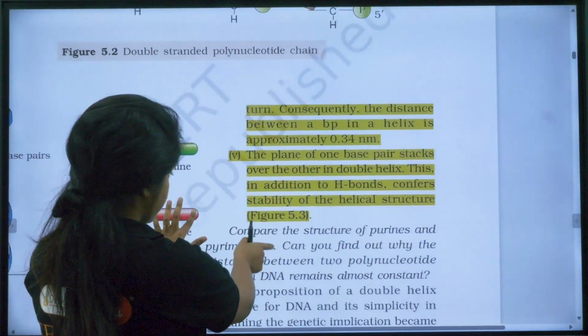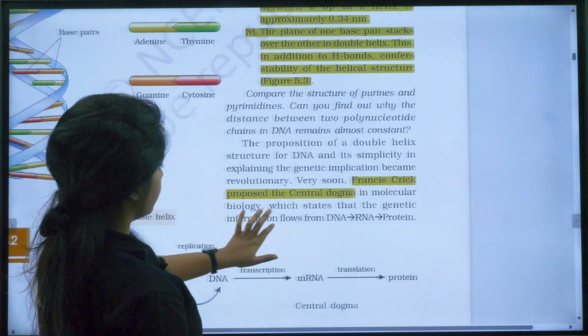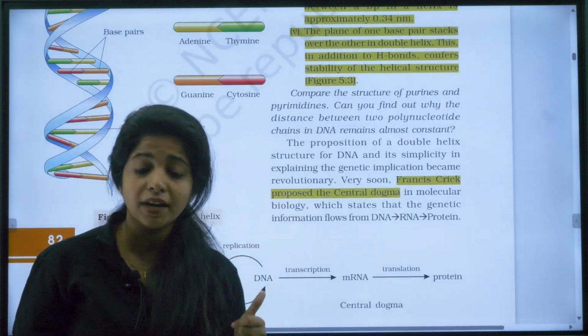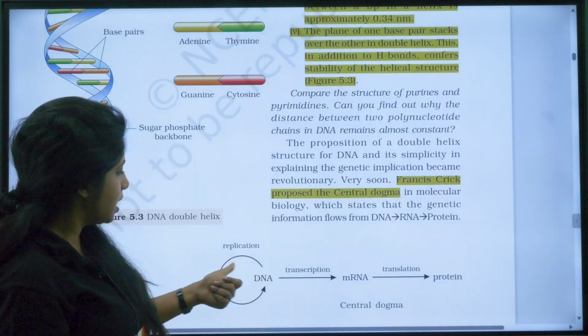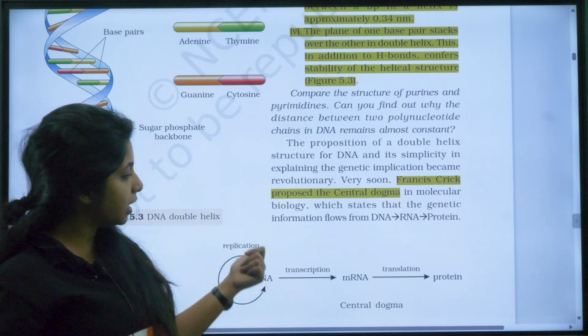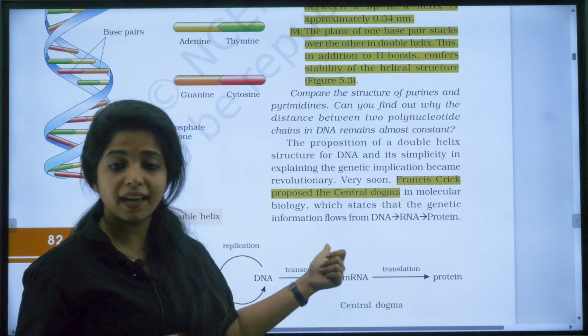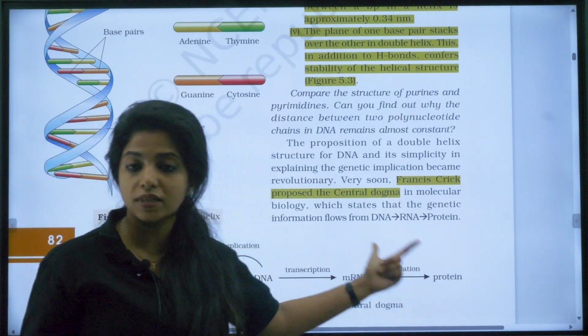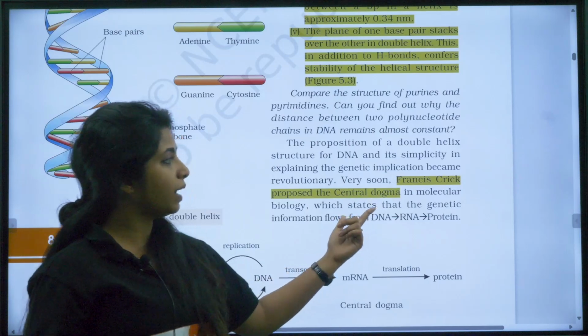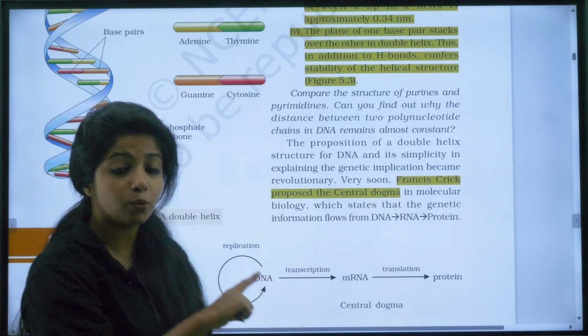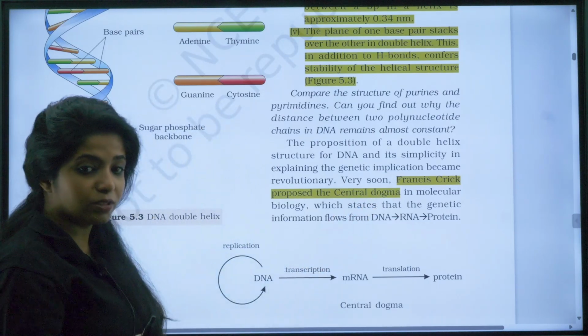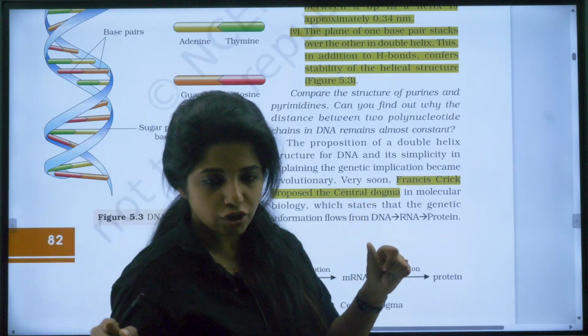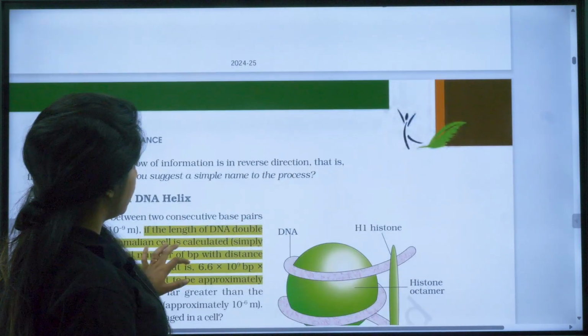Then apart from that, who gave the central dogma? What does the central dogma say? That DNA will replicate itself, DNA will undergo transcription to form mRNA, and mRNA will undergo translation to form proteins. This is the central dogma, which was proposed by Francis Crick, my dear children, the same guy who said that there is a DNA double helical structure. Please remember that.